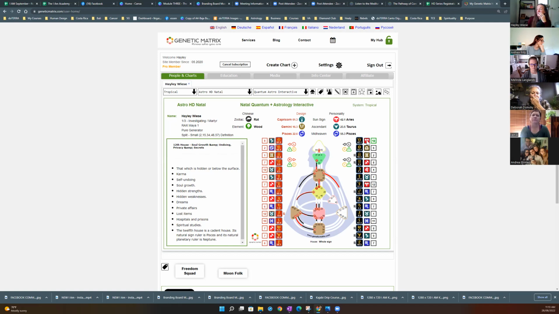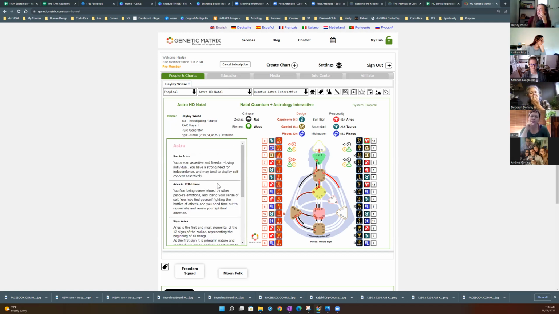And I love the fact that this is interactive. I can click on it and it will give me a little description. So here, I'm an assertive, fun-loving individual. I have a strong need for independence and may tend to display self-concern assertively. Anyway, it's a really fascinating thing that you can dive into. I also love Mercury. My Mercury is in Taurus in house 1, and this is how we communicate.